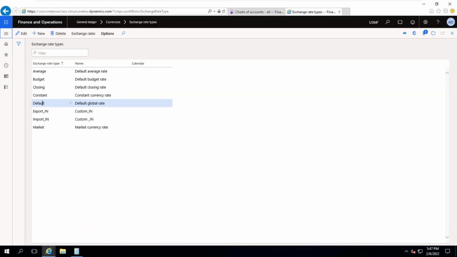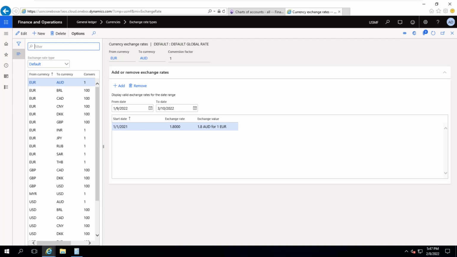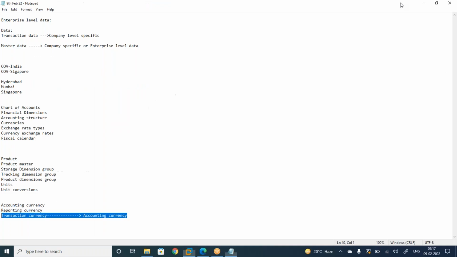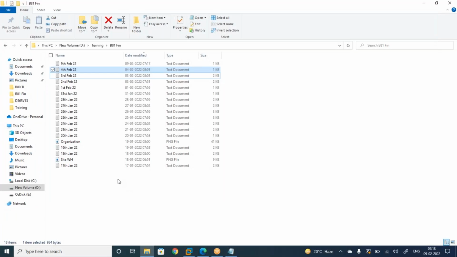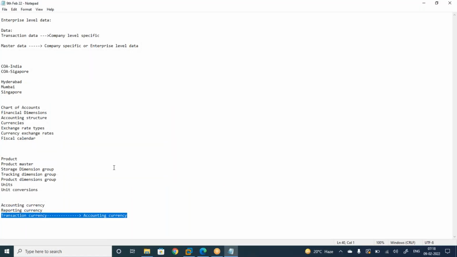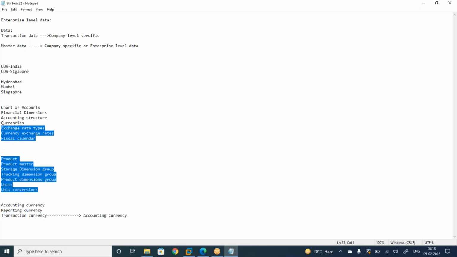So once the exchange rate type is entered, you can go to exchange rates. Inside, you can enter the exchange rates, which we have discussed. I think we discussed foreign currency revaluation, right? Anyone recollect? Foreign currency revaluation. Yes, sir. Fine. So at that time, we understood a lot about this. So these are enterprise level data. You need to understand this is enterprise level data.